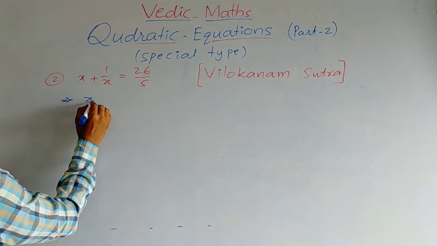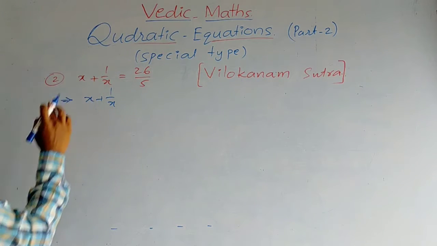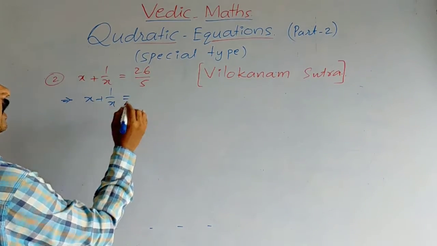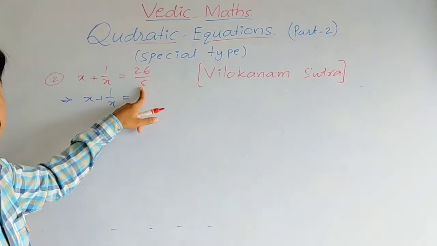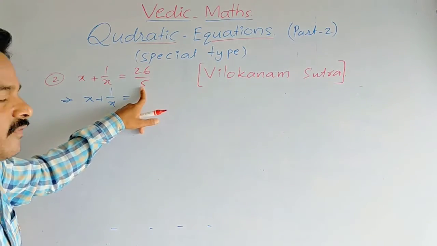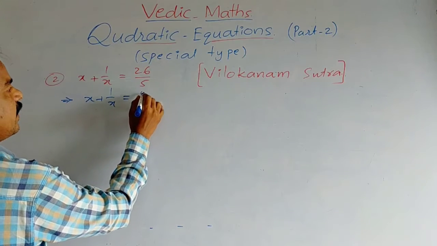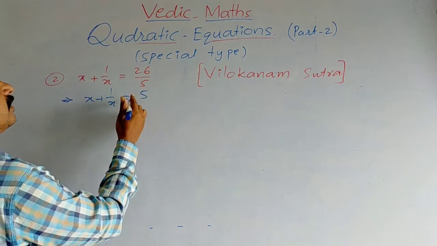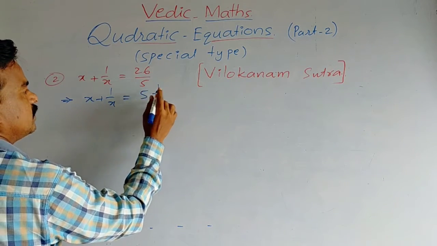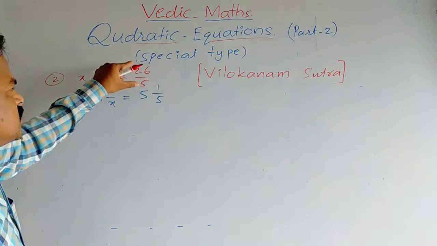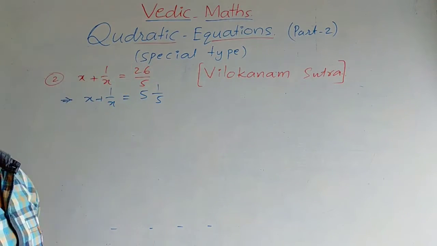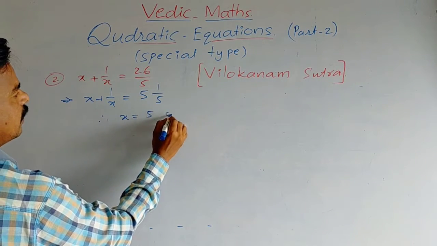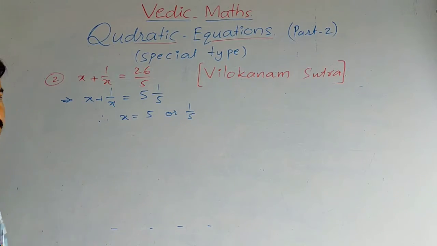x plus 1 by x, write as it is. We observe that the left hand side is a sum of reciprocals, and the right side also. The denominator is 5. We know that 5 fives are 25, plus 1 is 26. That is why we can write this as 26 divided by 5, then we can get 5 whole 1 by 5. This is a mixed fraction, this is an improper fraction. Just change into a mixed fraction. Then we can write x is equal to 5 or 1 by 5. This is the answer. That's it.